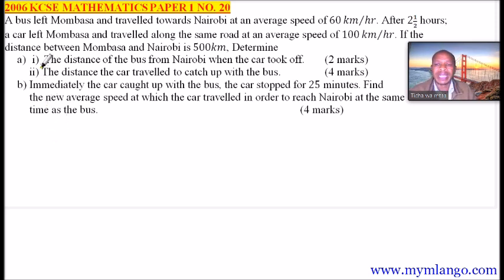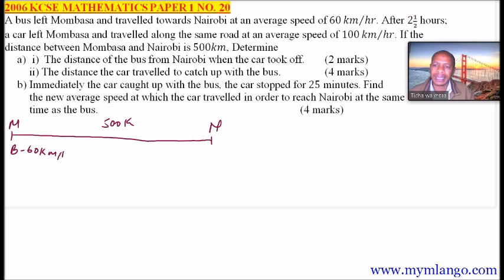So we start with part A. We are told to find the distance of the bus from Nairobi when the car took off. What I normally do to work out this kind of question comfortably is make a sketch of the information given. So I'll make a line. This is Mombasa and this is Nairobi. It is 500 kilometers apart. Then here we have a bus. The bus is traveling at 60 kilometers per hour.